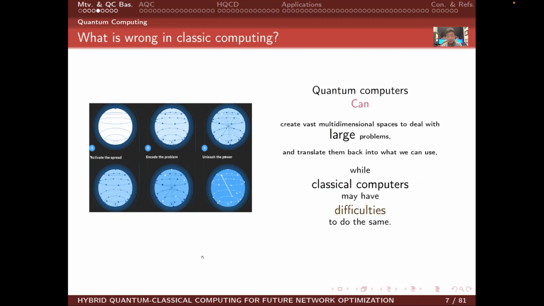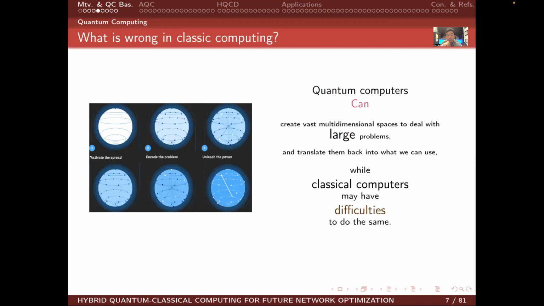So in summary, the quantum computer can create a vast multi-dimensional space to deal with large problems, especially those NP hard integral problems, and translate them back into what we can see. The classical computer may have difficulty doing the same, because it has to do enumeration. However, it doesn't mean that the classical computer will be obsolete. We only mean that the quantum computer can do certain jobs that the classical computer cannot do well.